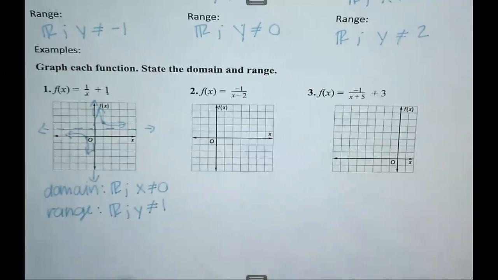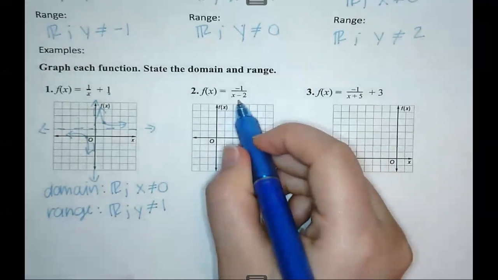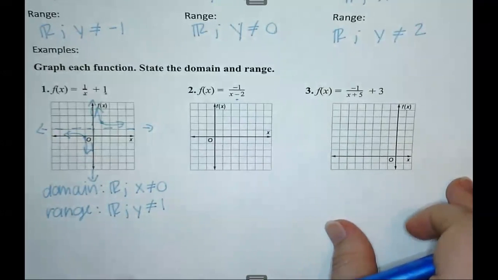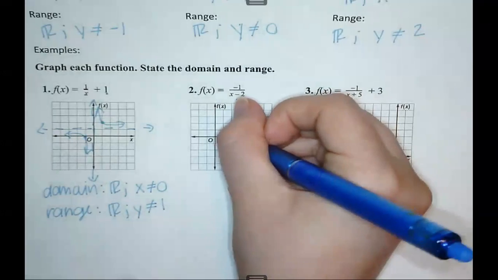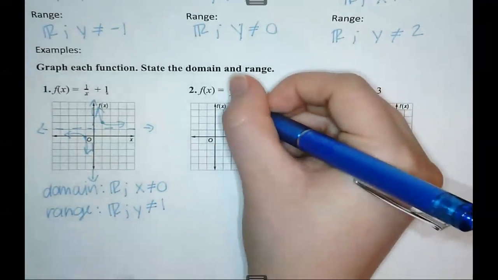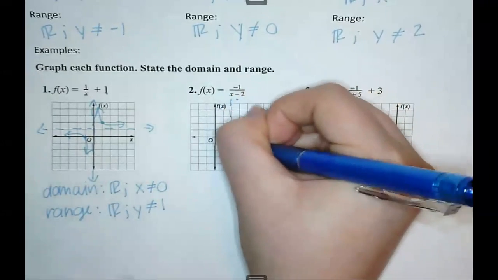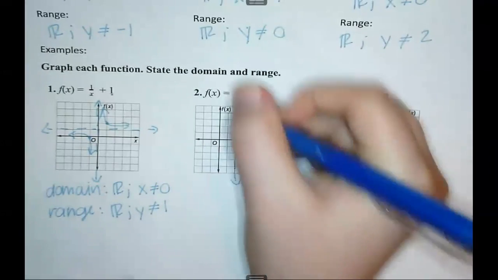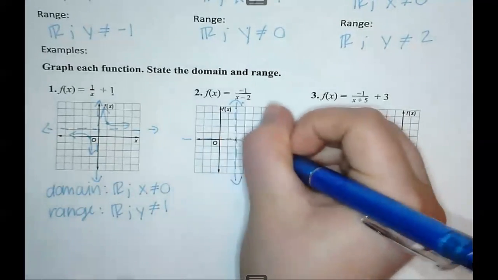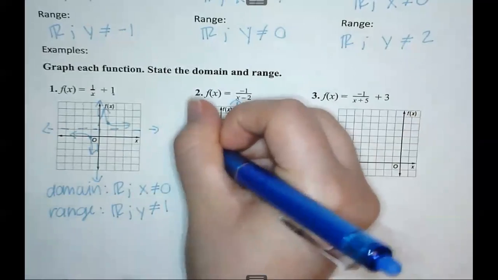All right, number 2, we have shifted over 2. Remember, -2 here would really mean to the right 2. So I'm right here. We did not shift up or down any. So we have a vertical asymptote here at 2. And a horizontal asymptote at 0, since it was not shifted up or down.